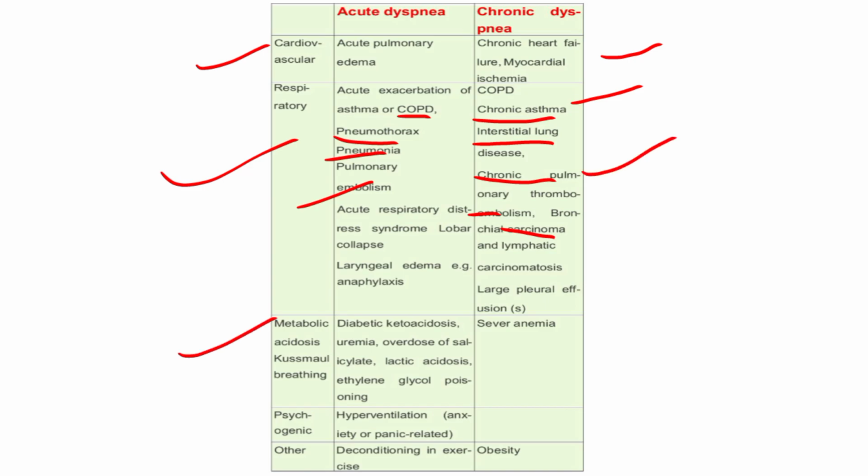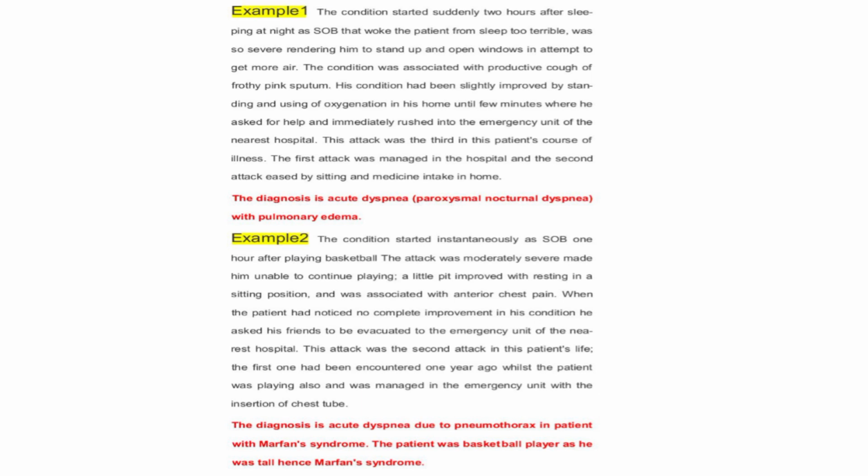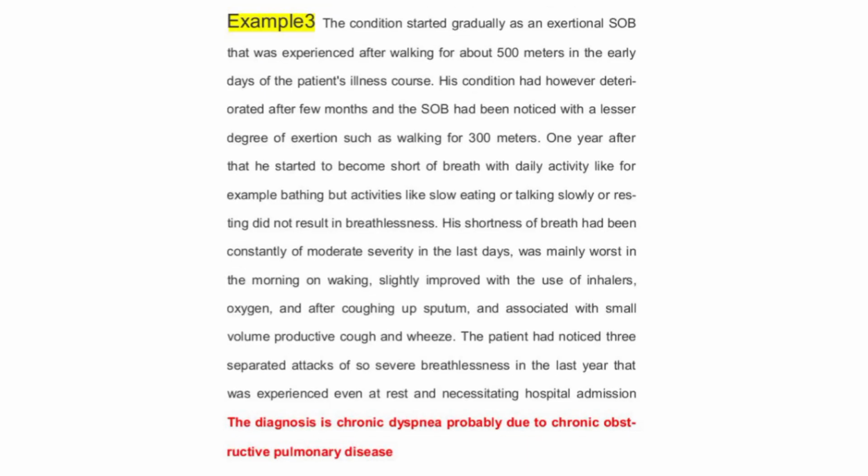In metabolic acidosis, diabetic ketoacidosis, uremia, lactic acidosis can cause acute dyspnea. While in case of severe anemia, it can cause chronic dyspnea. Psychogenic factors: hyperventilation can cause acute dyspnea, and there are some other causes. Obesity also leads to dyspnea. In this we also have examples.